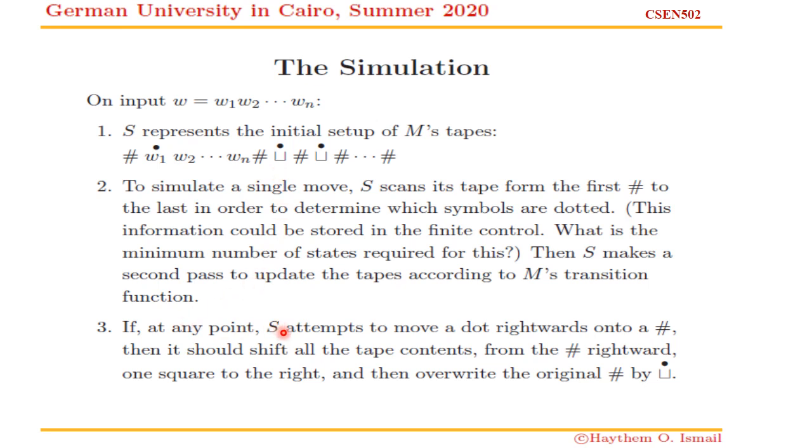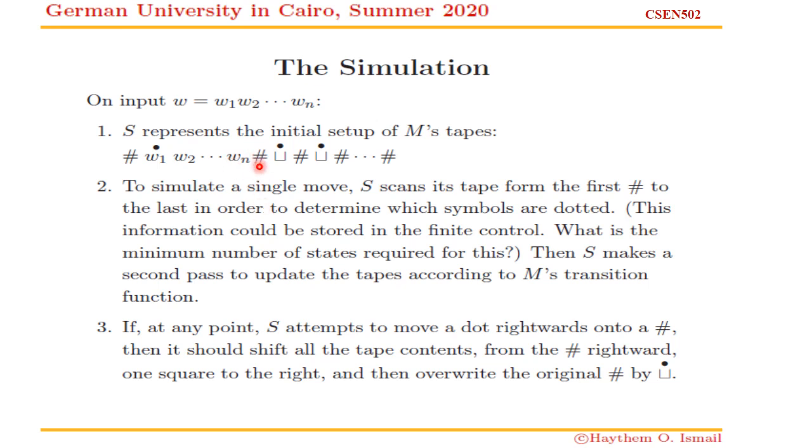Now, if at any point S attempts to move a dot rightwards onto a hash, why would that happen? Suppose that the dot is here, for example, just on the symbol just before the hash, and M will make a right movement with its first head. So the head will need to move beyond that symbol. So it will go to the hash here.